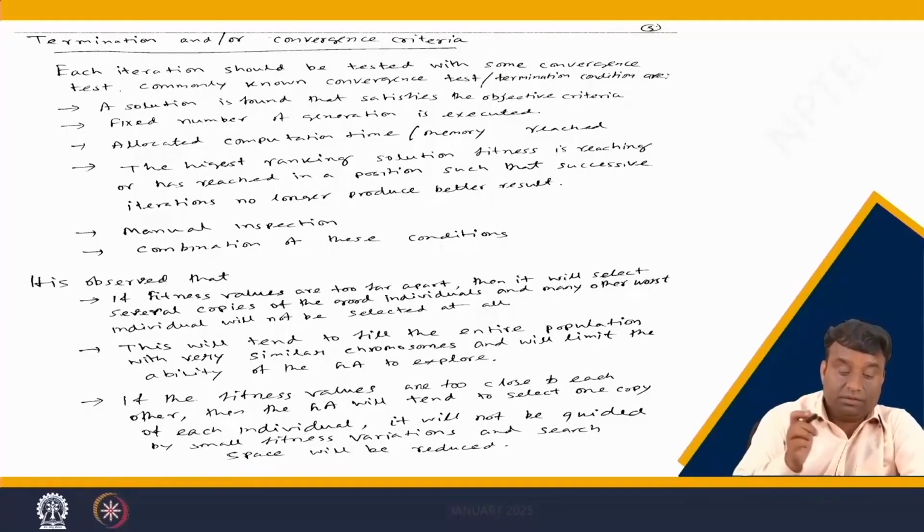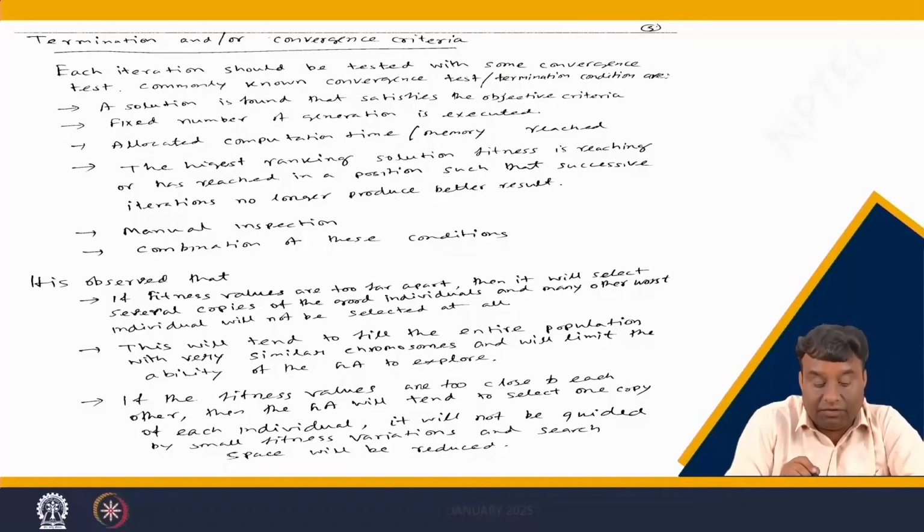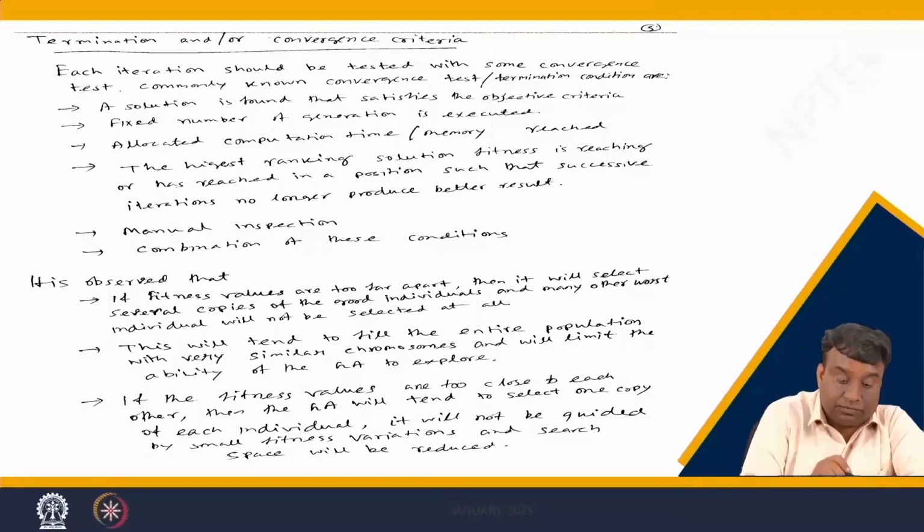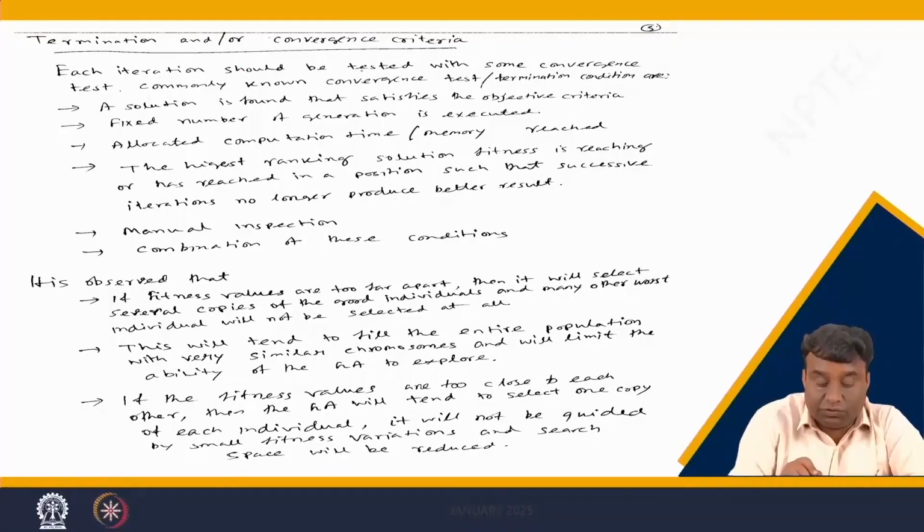So next one is the termination or convergence criteria. Each iteration should be tested with some convergence test.